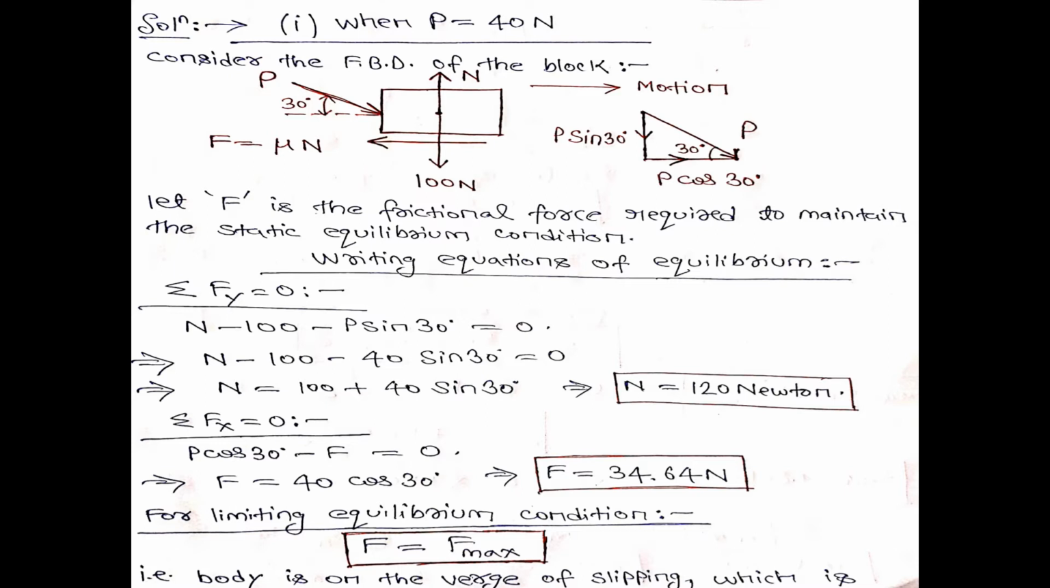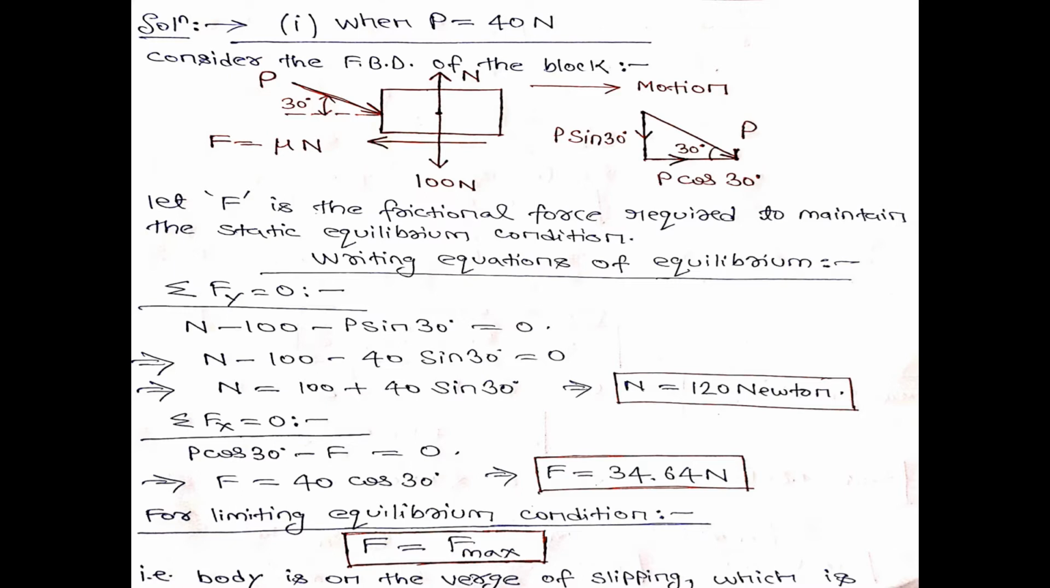So for that, I know that frictional force F is mu into N. Mu I don't know so far. N I can calculate. How can I calculate N? If I use summation Fy equal to 0, I can write plus N minus 1000 Newton minus P sin 30 equal to 0. So N minus 1000 minus 40 sin 30 equal to 0. If you solve this equation, you will get the value of N as 120 Newton.